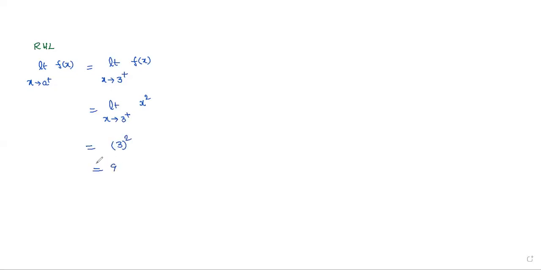Now, both are same or not same? So LHL is not equal to RHL. Therefore, limit x tends to 3 f of x does not exist. Right, now the next problem.